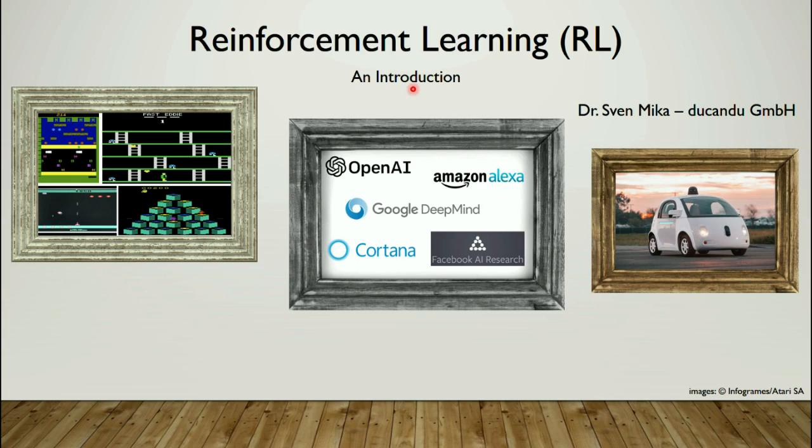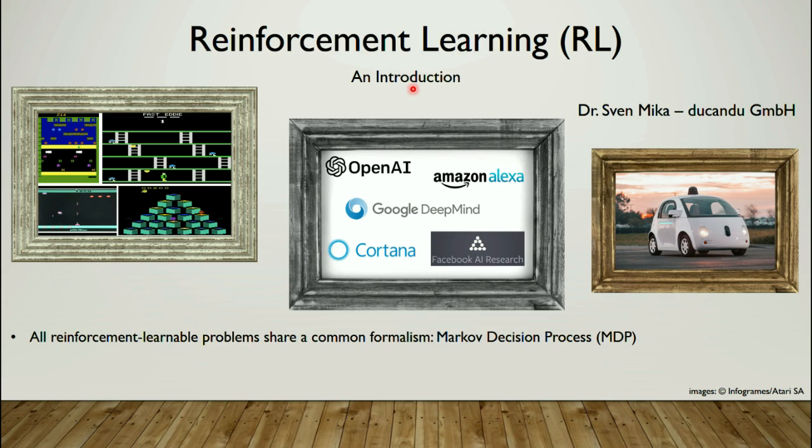My name is Sven and in the following 45 to 50 minutes we will look at the problem type that reinforcement learning is able to solve, and thereby we will learn that all reinforcement learnable problems share a common formalism. It's called a Markov Decision Process, or short MDP. We're going to look in all detail at what this is.